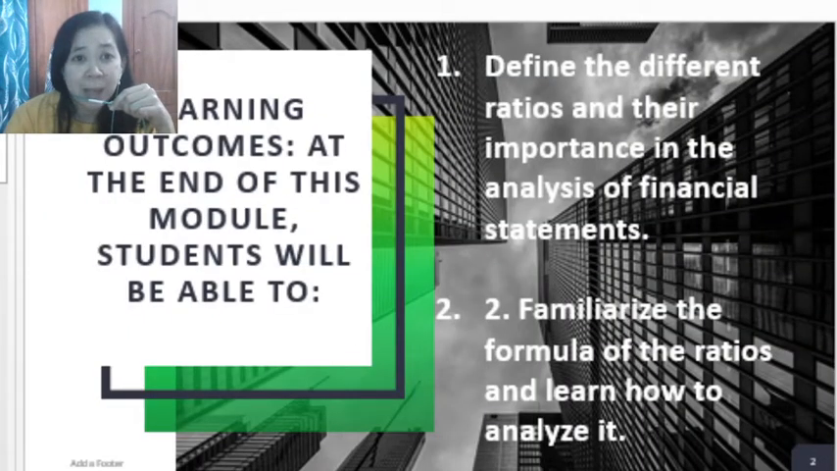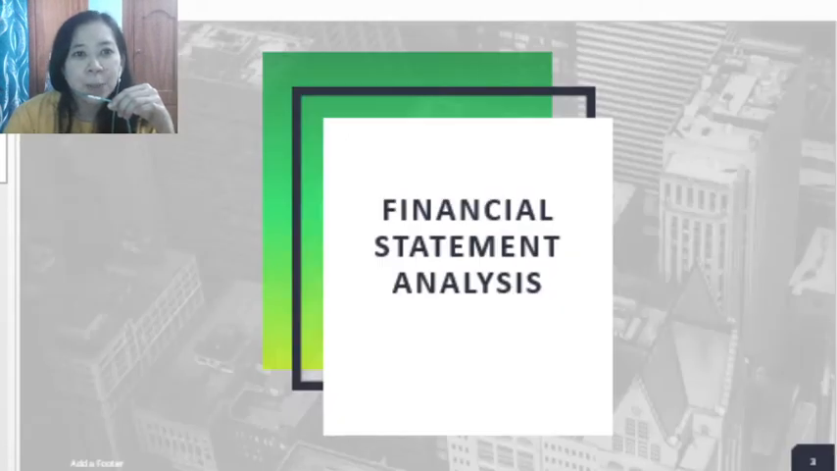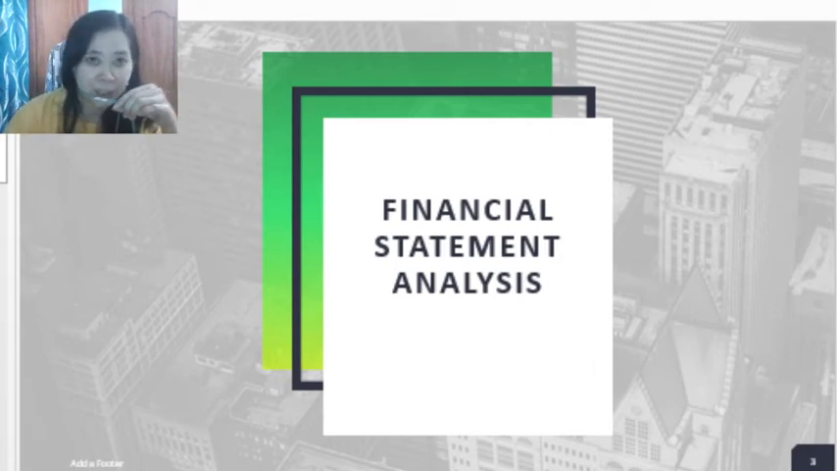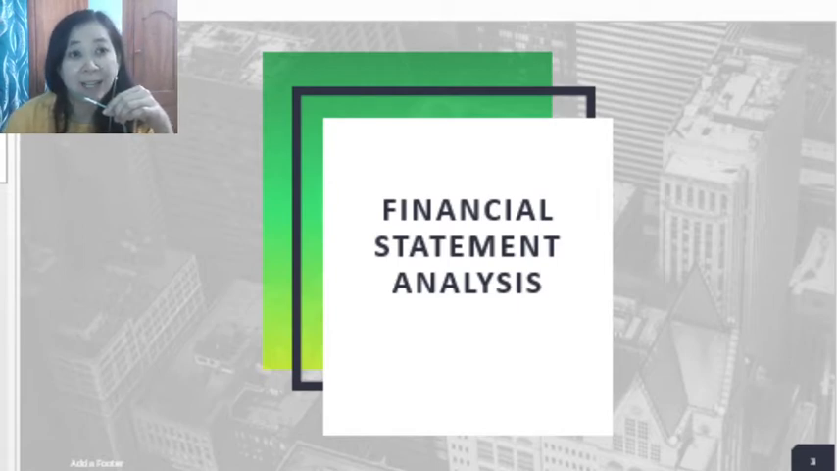For this module, we have two learning outcomes. Students should be able to define the different ratios as well as their importance in our analysis of the financial statements, and familiarize themselves with the formulas of the ratios that we will be discussing. Ratios are one of the tools used for the analysis of financial statements. Aside from ratios, we can also use horizontal and vertical analysis.